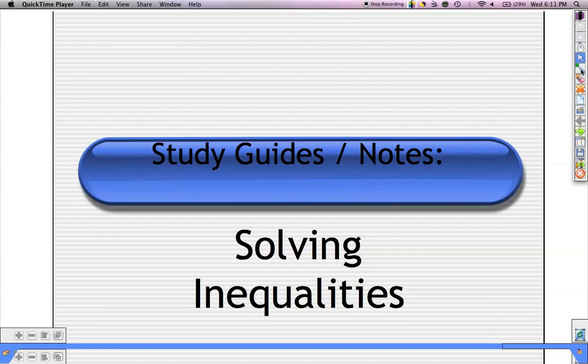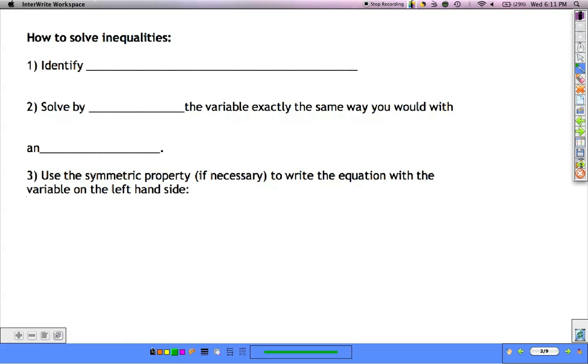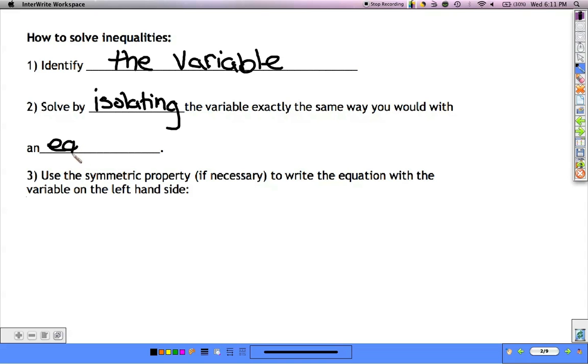Inequalities. We're going to have to solve linear inequalities pretty much the same way we had to deal with linear equations. Let's talk about the steps for solving an inequality. The first thing we need to do is identify the variable that we're solving for. The second step is we're going to have to solve by isolating that variable exactly the same way you would with an equation.